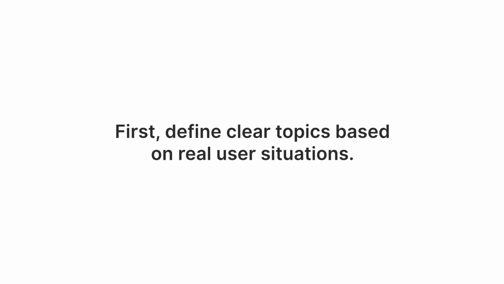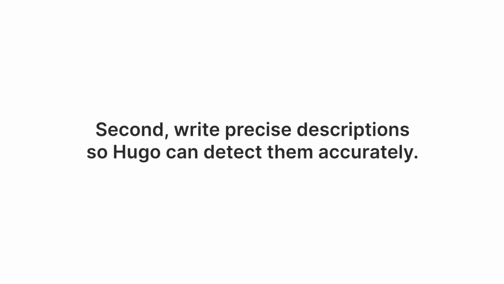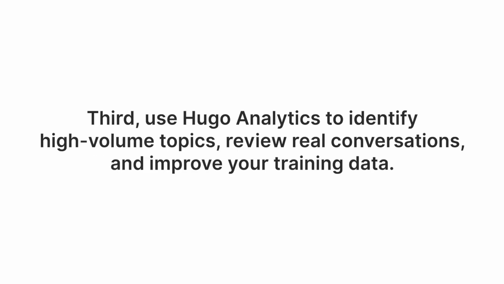First, define clear topics based on real user situations. Second, write precise descriptions so Hugo can detect them accurately. And third, use Hugo Analytics to identify high-volume topics, review real conversations, and improve your training data. And don't forget that the better your topics are defined, the easier it becomes to understand your customers.